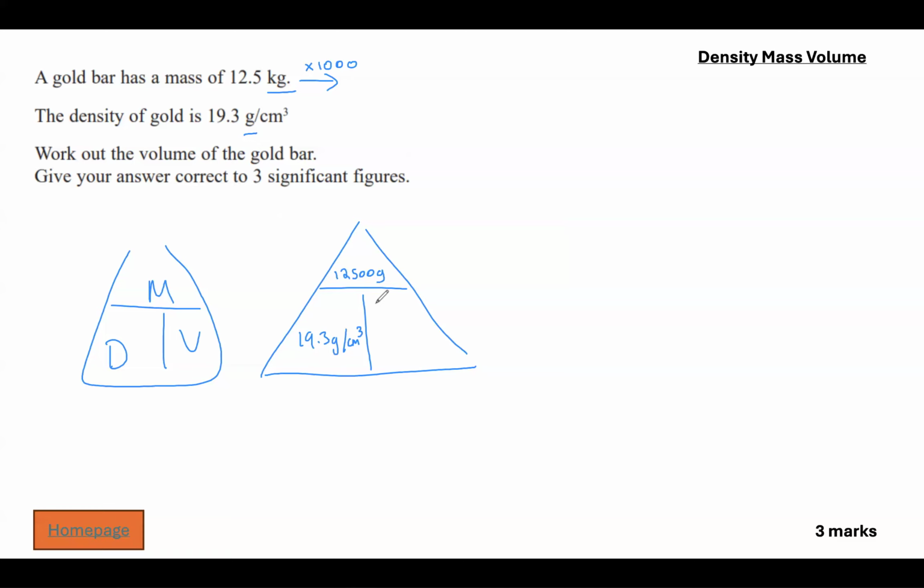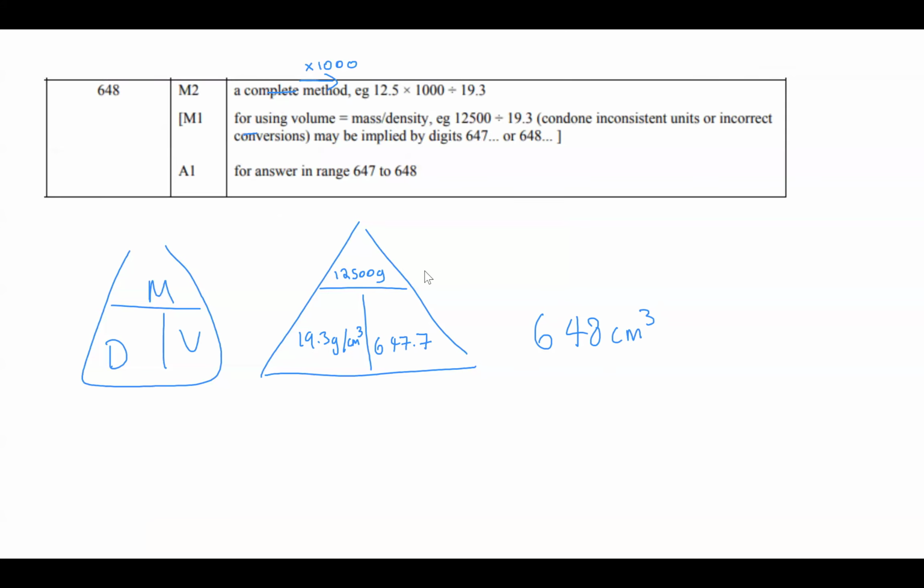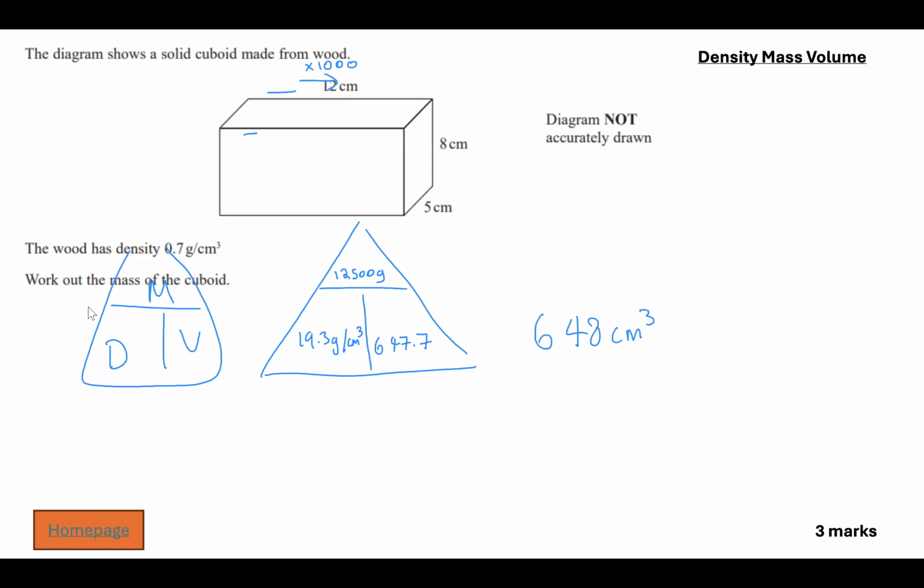Well, if we divide them, we want the volume, don't we? So we do 2,500 divided by 19.3. That is going to give us 129.5. So to three significant figures, it's going to be 130 cm cubed. And if we have a look at the answer, it is correct.